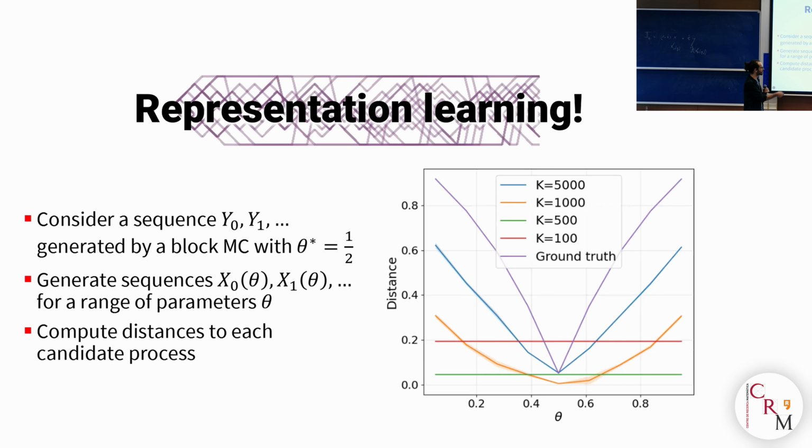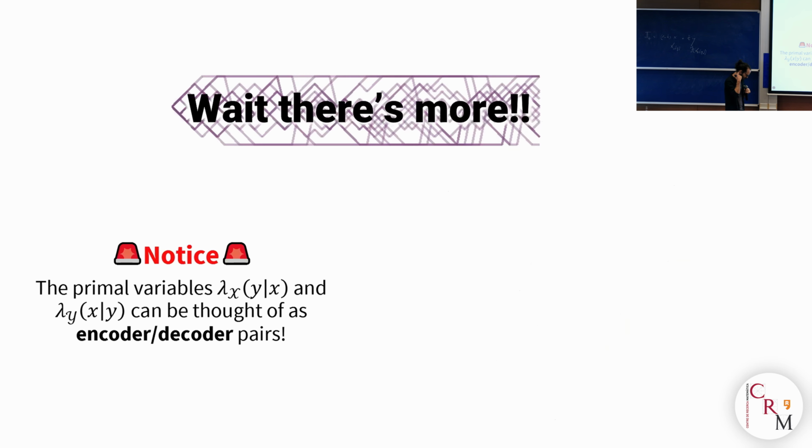It doesn't really recreate the ground truth because we are not running it long enough to get there, but it nevertheless immediately qualitatively identifies the correct parameter theta.